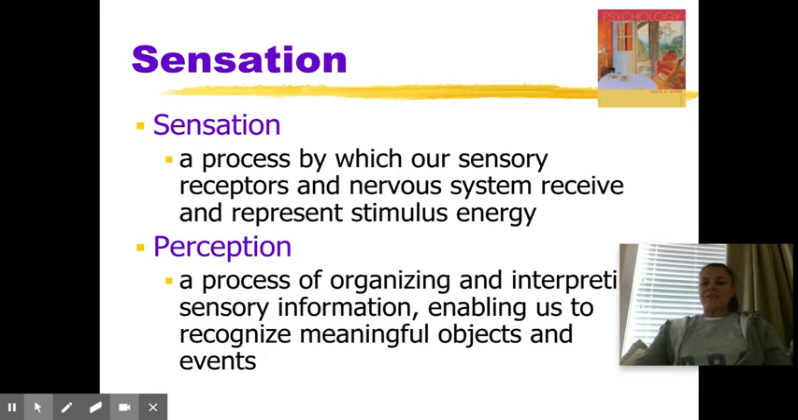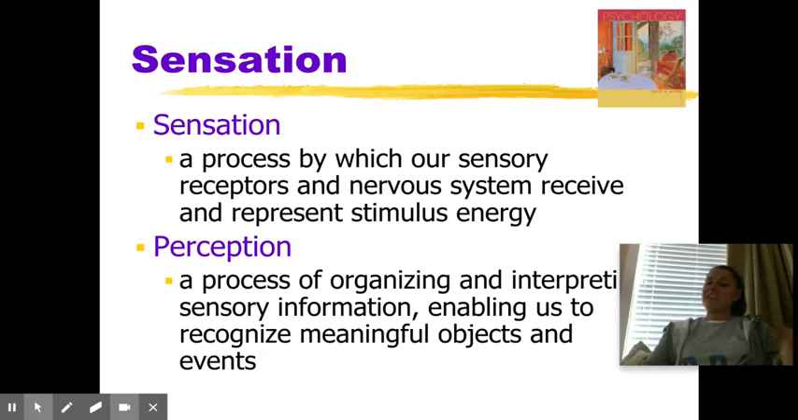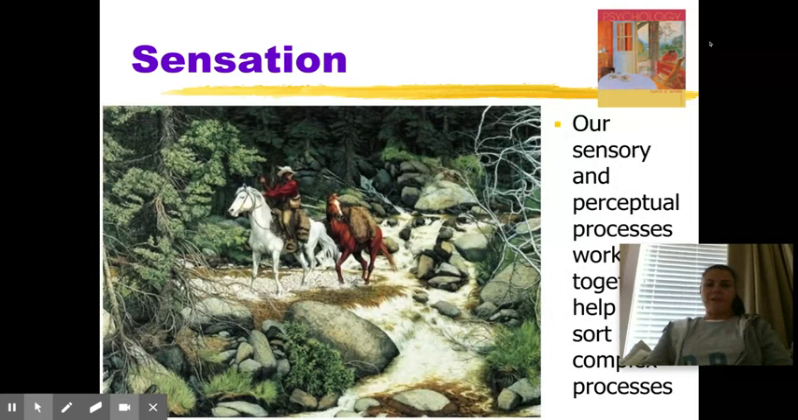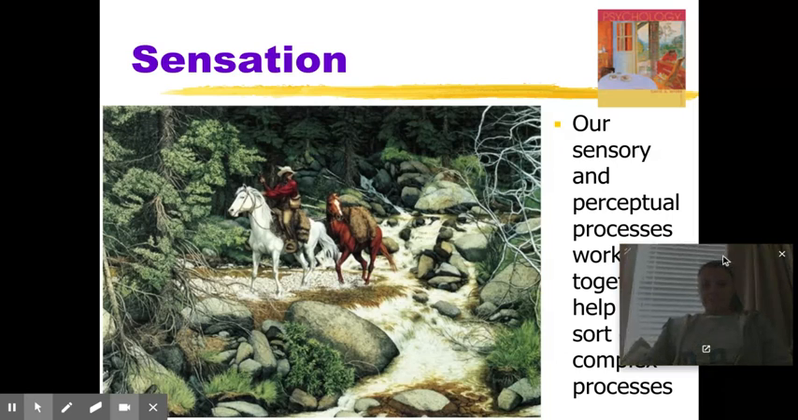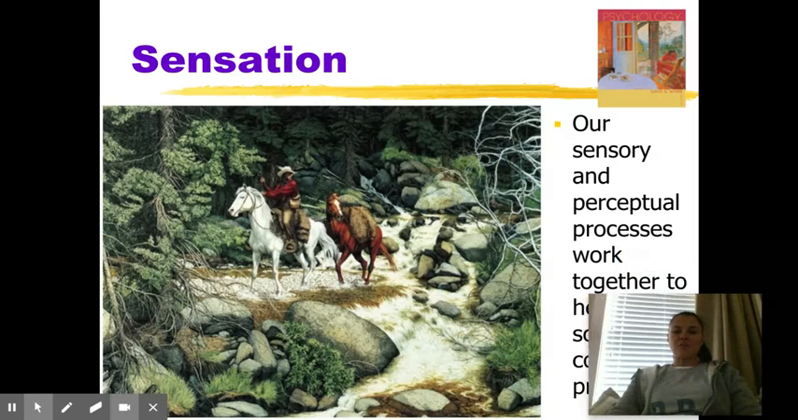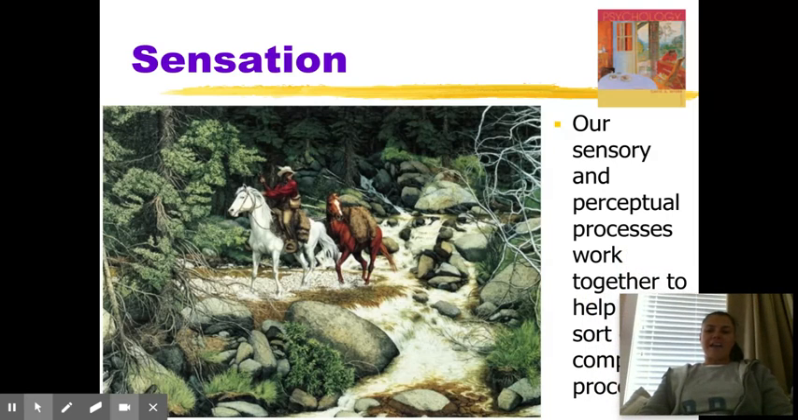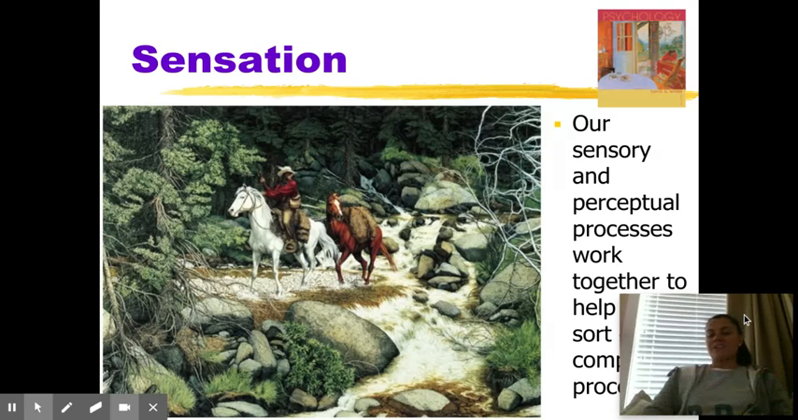Perception is the process of organizing and interpreting sensory information, enabling us to recognize meaningful objects and events. It's the second part of the equation of sensation, and then the perception of what we are actually receiving through our senses. So this one's kind of fun. Our sensory and perceptual processes work together. They help each other out in order to understand things.